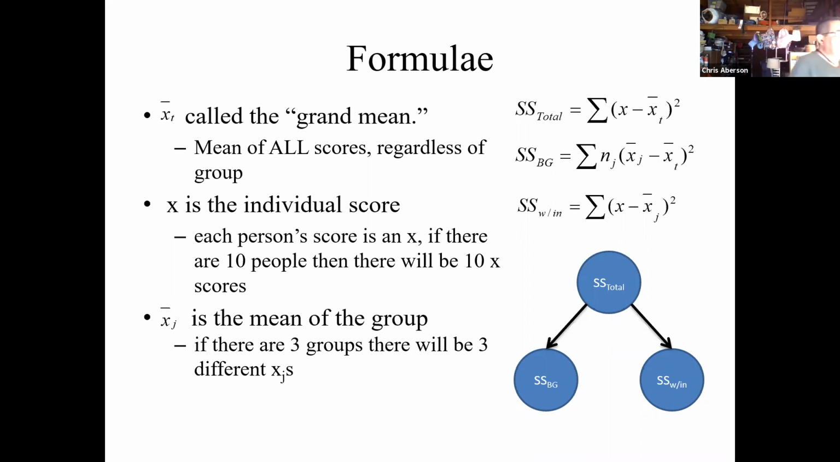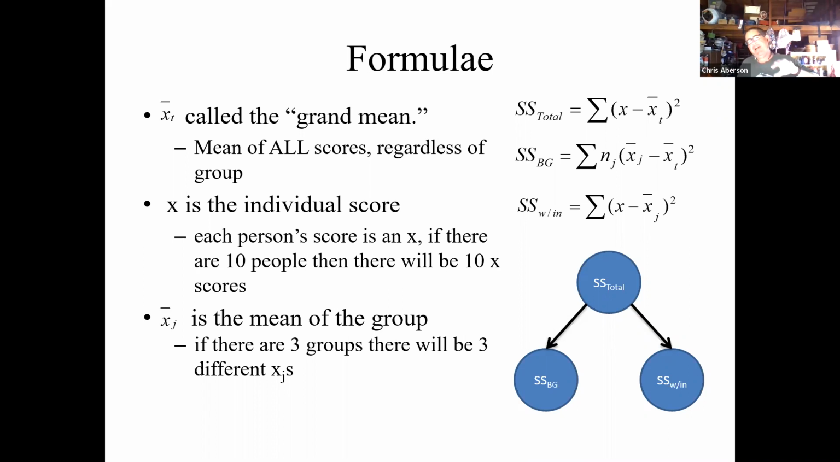X bar sub J is going to represent the mean of the group that the person is in. So each of the groups that we have are going to have a mean. X bar sub J represents the mean of those groups. You can see the sums of square total, the difference between the individual score and the overall mean. Again, something that should sound familiar because we've seen that concept before.